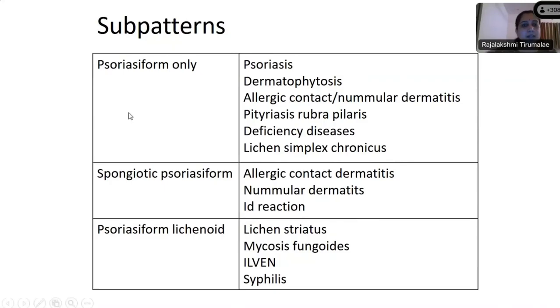So you have to see whether it is psoriasiform only, in which case these would be your list of differentials. Time doesn't permit me to go into each one of them. The next is whether it's a combination of spongiotic and psoriasiform patterns, which occurs most commonly in allergic contact dermatitis and nummular dermatitis, or is it a psoriasiform lichenoid subpattern? So these are the three important subpatterns that we need to think of when it comes to psoriasis. I'd like to ask the chairpersons for their comments before I move on to the next case.